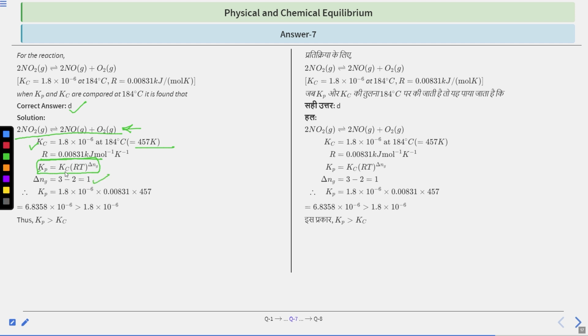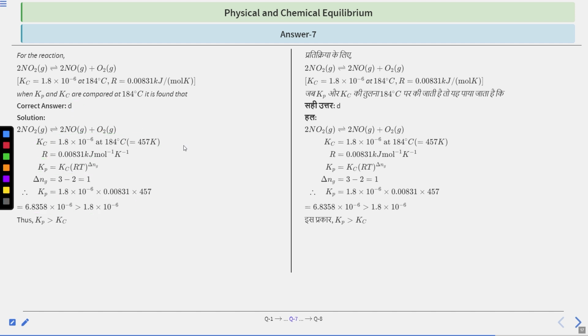Now Kp will become equal to KcRT. So we put the Kc value, R value, and T value in Kelvin. And we have Kp, which is this, which is of course greater than the Kc value given in the question. Thus, we can say that Kp is greater than Kc. And hence our option D is the correct answer.